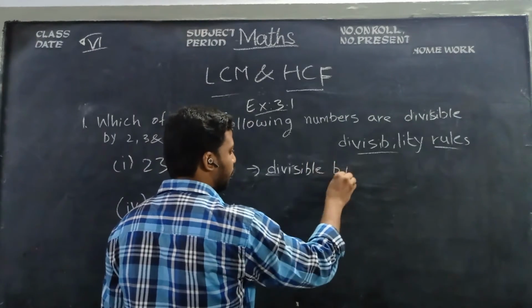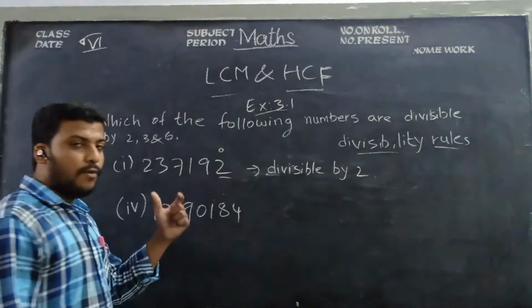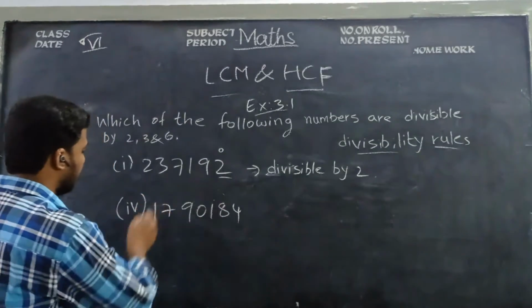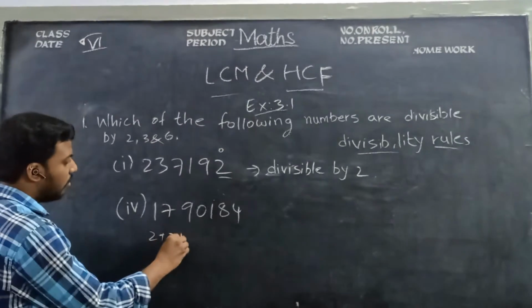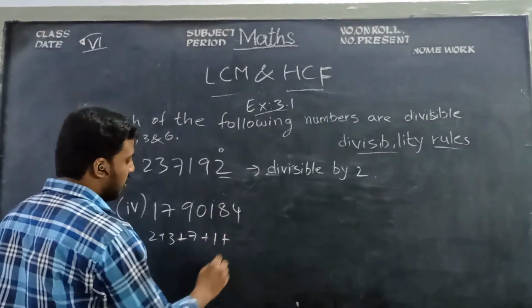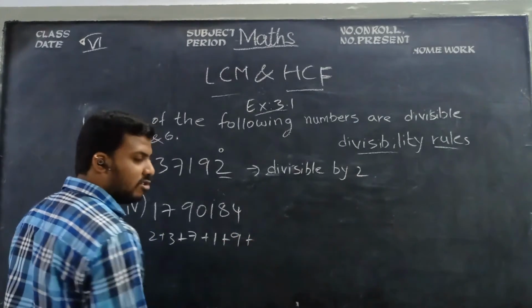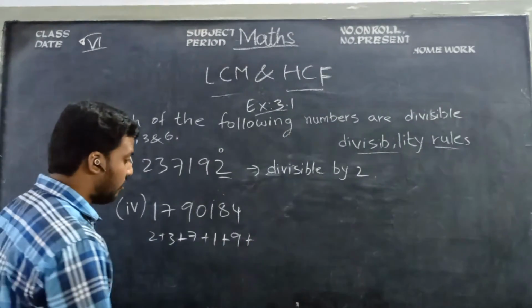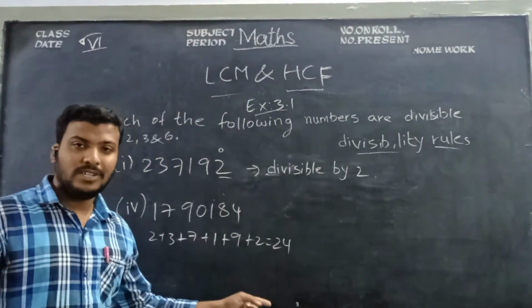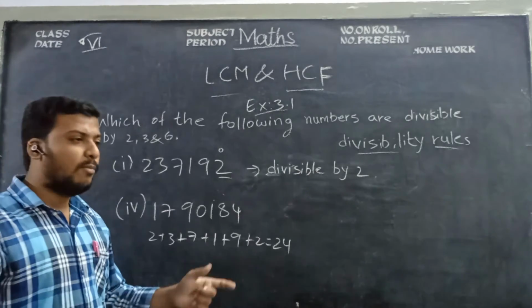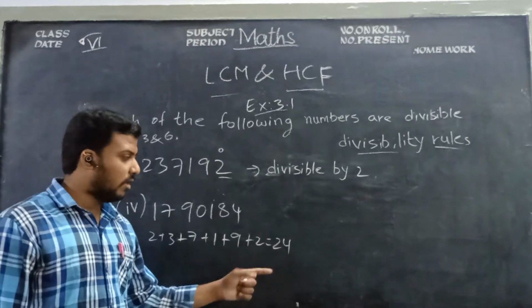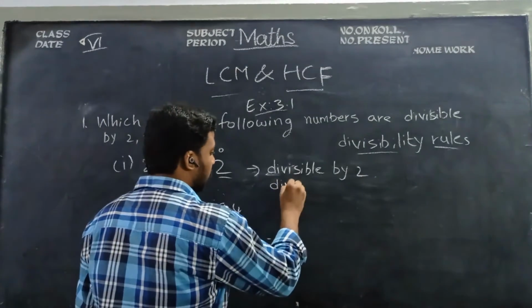Divisible by 2. Next, if you want to check divisibility of this number by 3, add the digits. 2 plus 3 is 5, 5 plus 7 is 12, 12 plus 1 is 13, 13 plus 9 is 22, 22 plus 2 is 24. You know 24 is a multiple of 3. 3 sevens are 21, 3 eights are 24. So it is also divisible by 3.